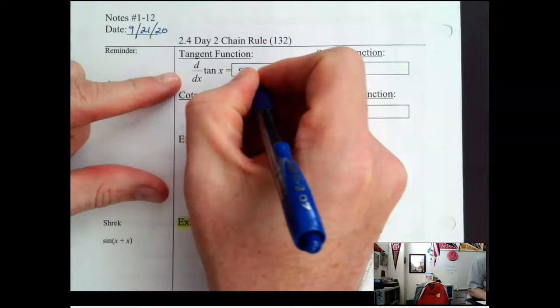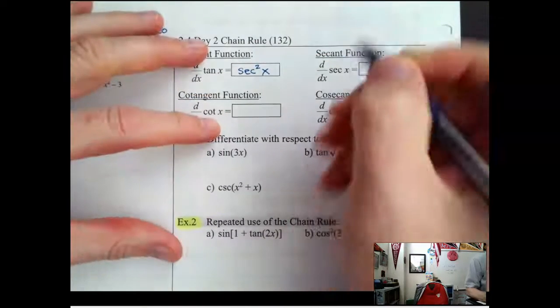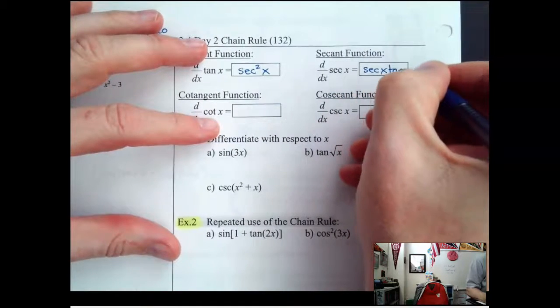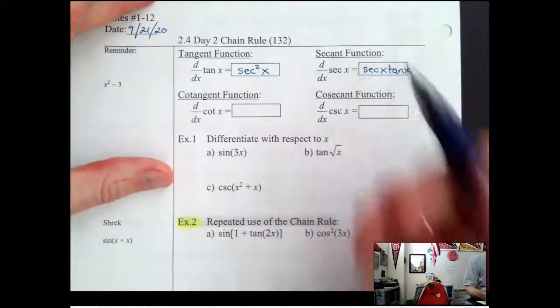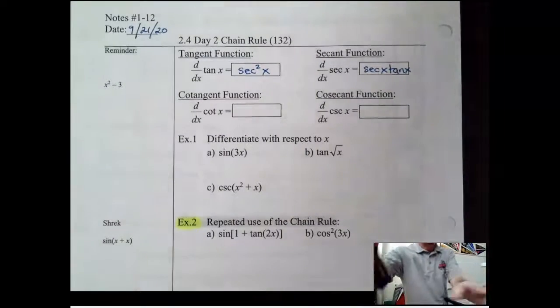The derivative of tangent is secant squared. The derivative of secant is secant tangent. Secant x, tangent x, secant squared x. Don't forget that angle after the trig function.